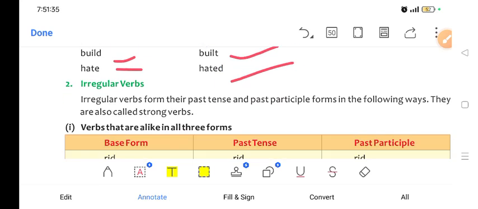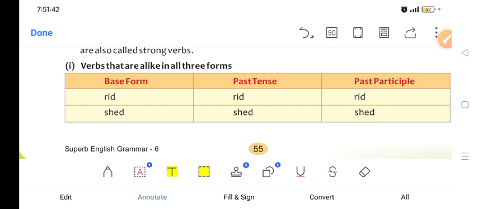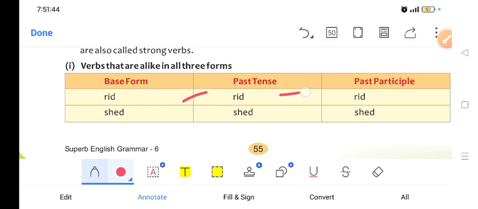Okay, now irregular verbs form their past tense and past participle forms in the following ways. They are also called strong verbs. For example, rid. They are not changing, they are not following any certain pattern. Shed.